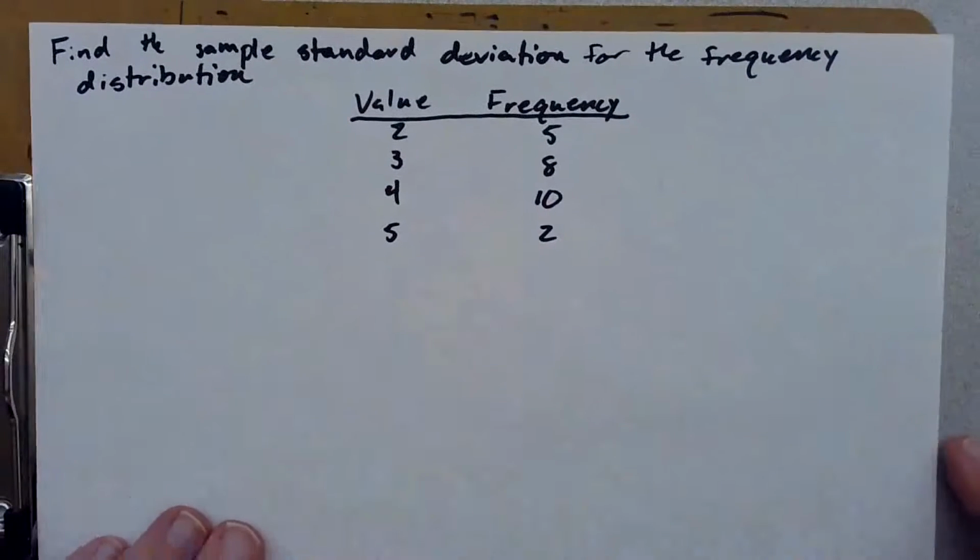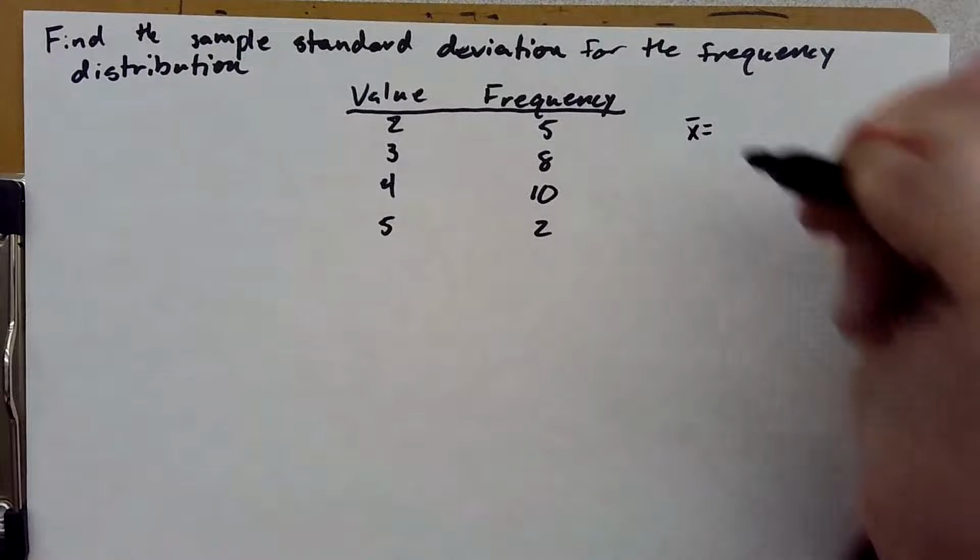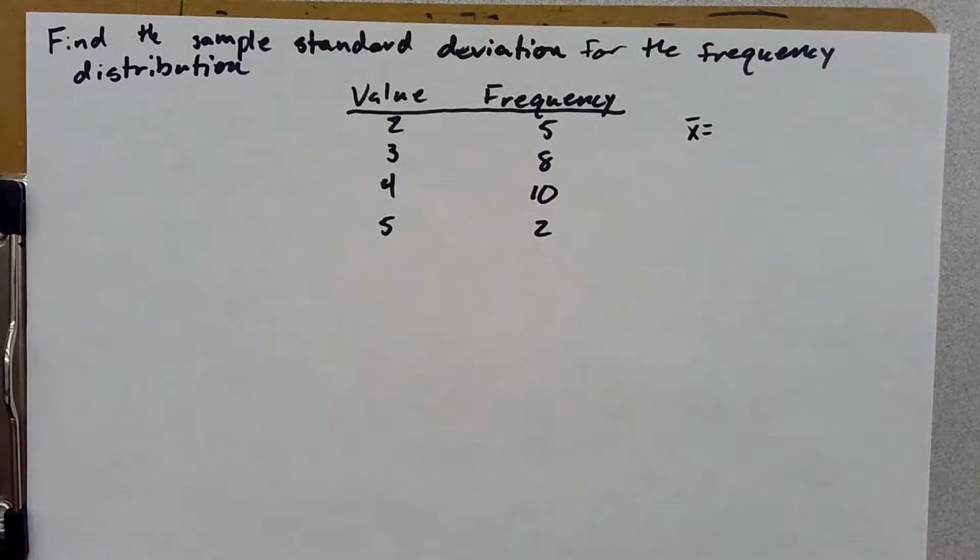For this next problem, we want to find the sample standard deviation for this frequency distribution. We've got values of 2, 3, 4, and 5, and frequencies of 5, 8, 10, and 2. We know how to take the mean. I'll just give you the mean: X bar equals 3.36.